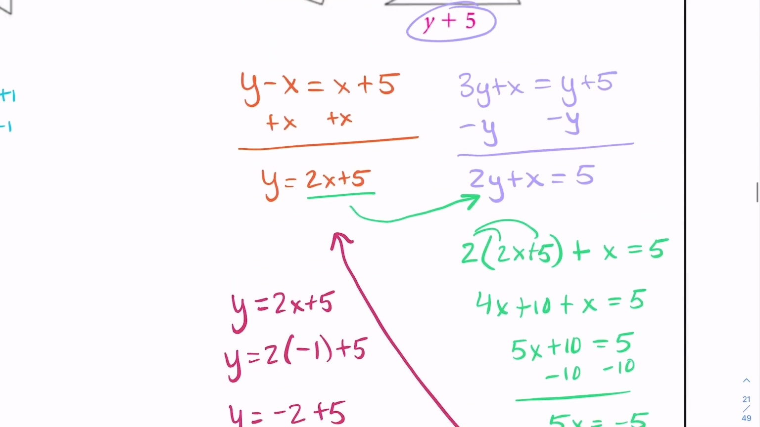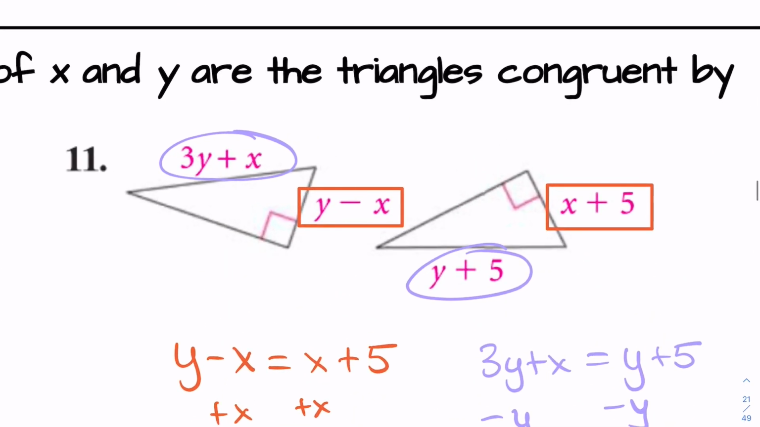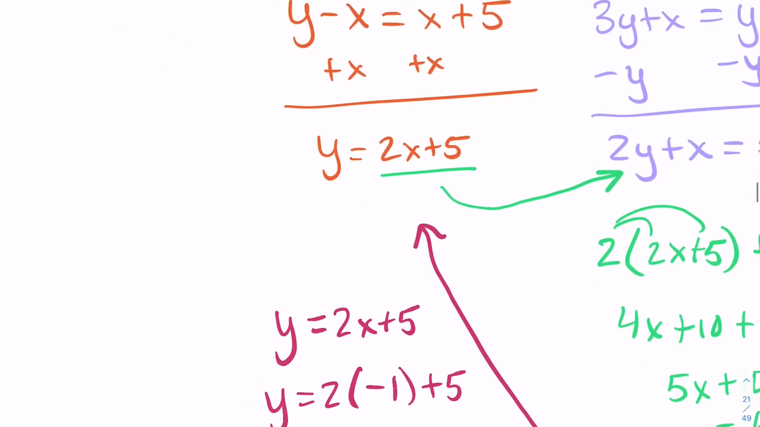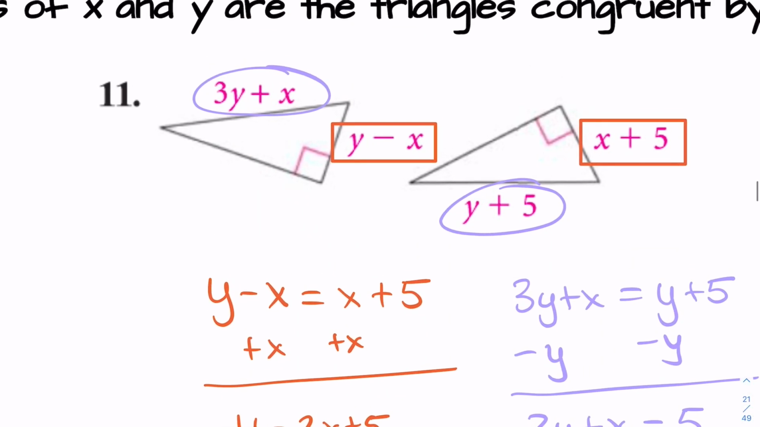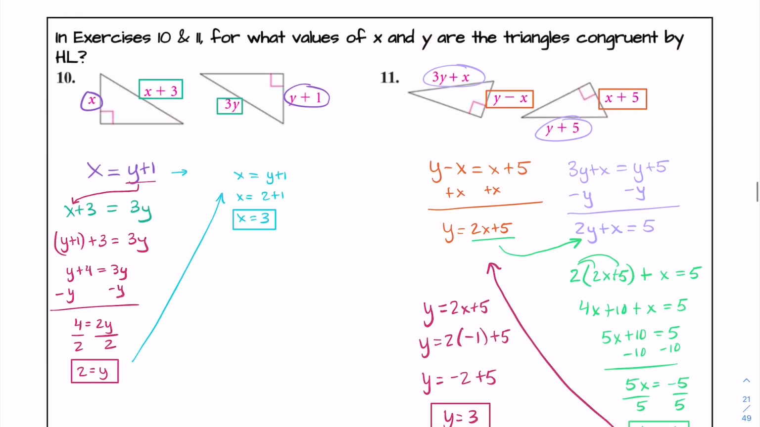And y equals 3. So if x was negative 1 and y is 3, we would get 3 minus negative 1. So 3 plus 1 is 4. So that works. And then negative 1 plus 5 is 4. So that works. Now these two, if y is 3, so 5 plus 3 is 8. And then we get 3 times 3 is 9, plus negative 1 is also 8. So this one works just as well.